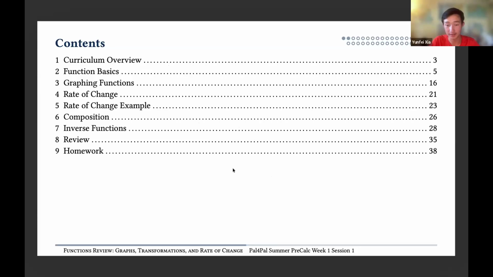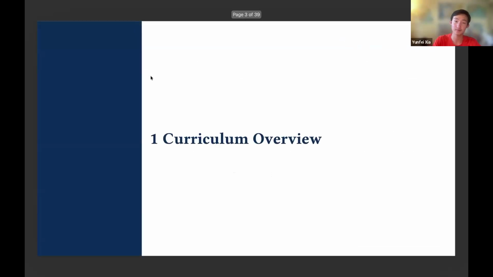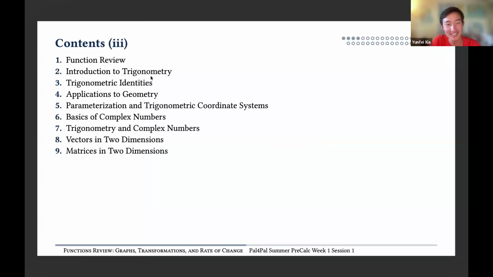So we're going to talk about the curriculum overview first, and you hopefully by then have a good idea of what we are going to be learning in the next 5 weeks, not including this week. And then we'll go over some topics related to functions, including their definition, how to graph them, rate of change, and then composition along with inverse. First, the curriculum. Fairly simple. We're going to first talk about functions review, which is what we are going to do today.